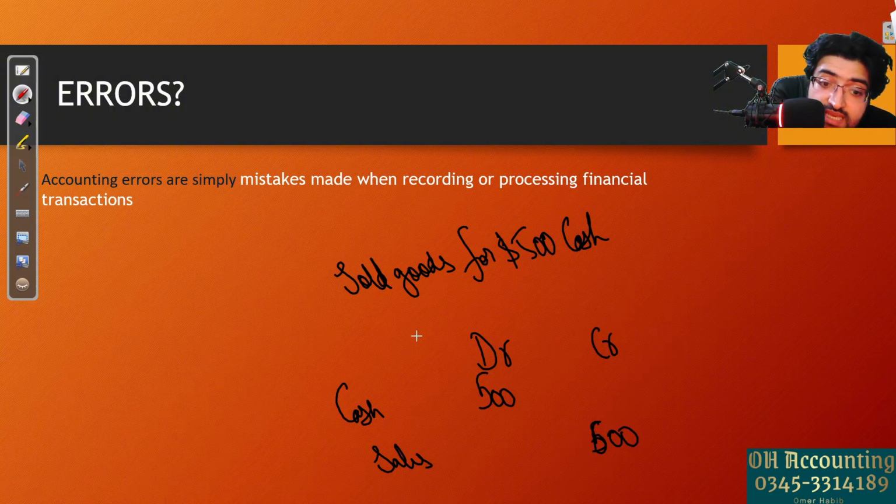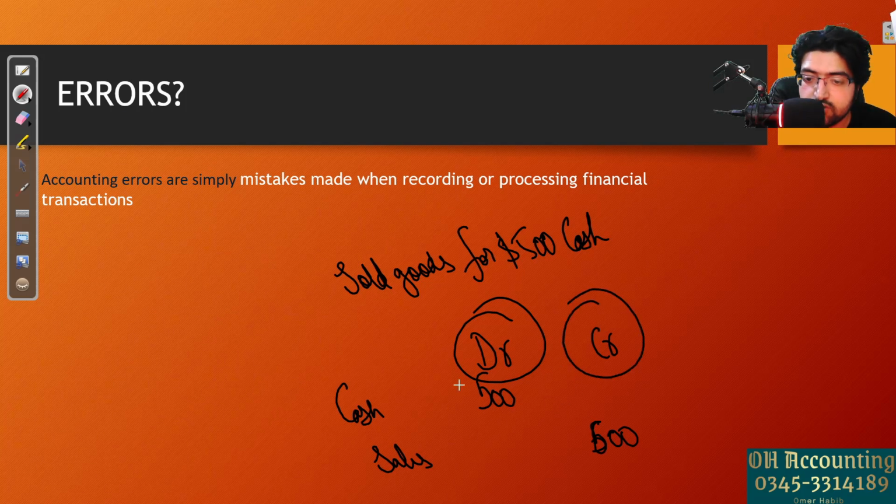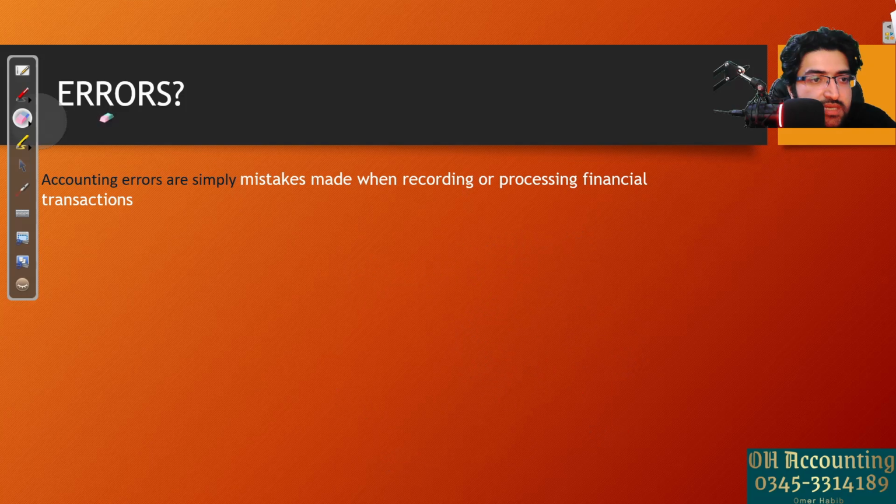Okay. So these are the errors that we can make while recording transactions. So this is the error I have made. I've recorded cash as 500 but sales as 600 instead of 500. This is an accounting error. Okay. Let's move on.